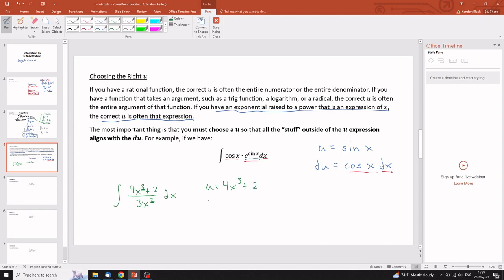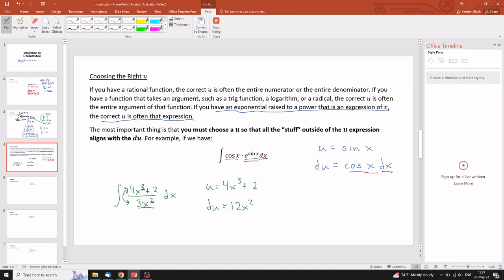And the reason for that is because then the du has 1 degree less, because when you take the derivative of a polynomial, you end up with a polynomial of 1 degree less. 12x squared, and then this 12x squared can align with the 3x squared. Remember, we can manipulate the constant however we want. This actually won't work because it's in the denominator of a fraction, so I should have actually switched these. But you get the idea.